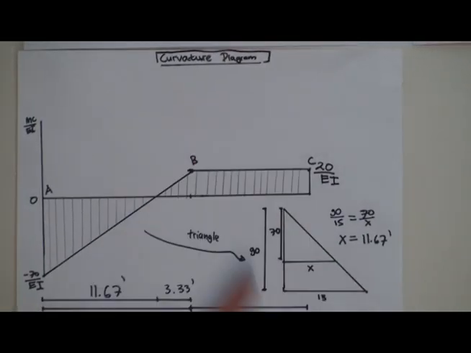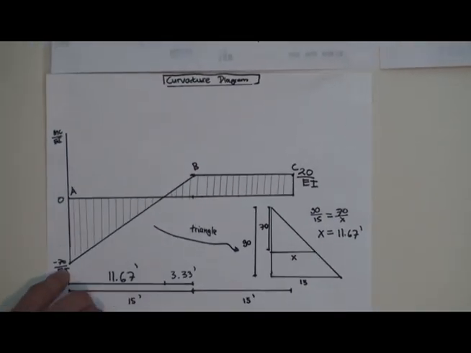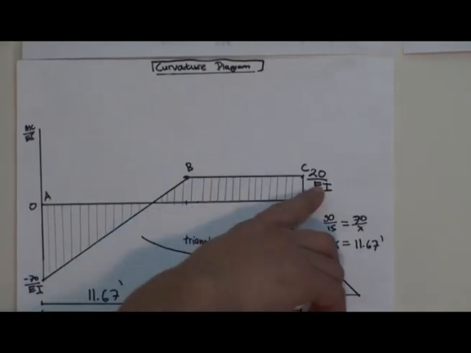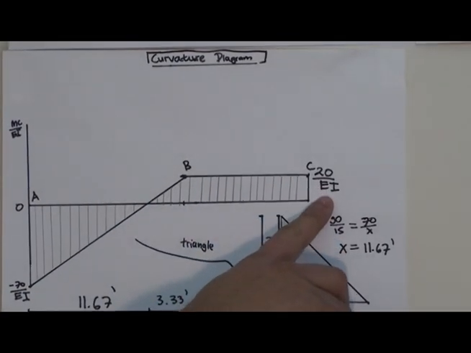From the reactions that we have found, we can produce the curvature diagram. This is minus 70 kip-feet per EI, and this is 20 kip-feet per EI.